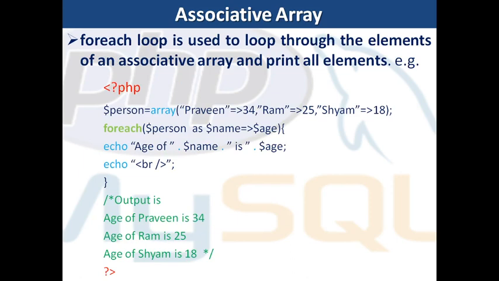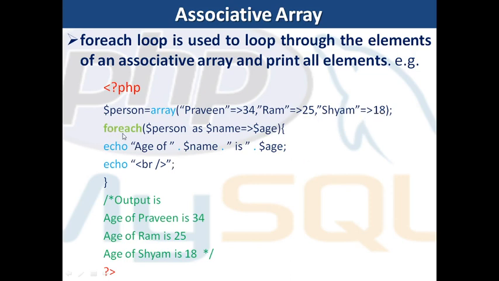The foreach loop is used to loop through the elements of an associative array and print all elements. We cannot use a for loop here. So let us take it on the text editor or browser. Here we have declared an array $portion where three elements are defined: Praveen pointing to 34 years, Ram pointing to 25 years, and Shyam pointing to 18 years.